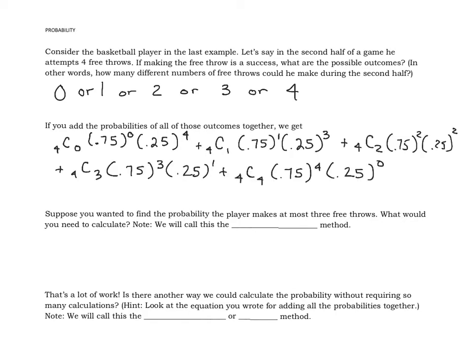Okay, so here we have 0 successes, 1 success, 2 successes, 3 successes, and 4 successes, I should say. All right, so if we add all those probabilities together, we will end up getting the number 1.